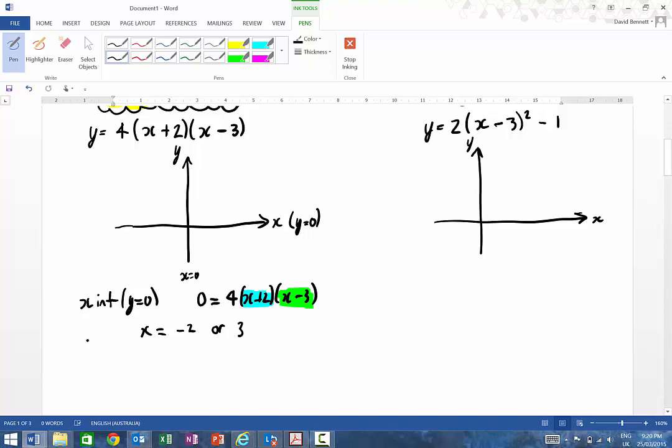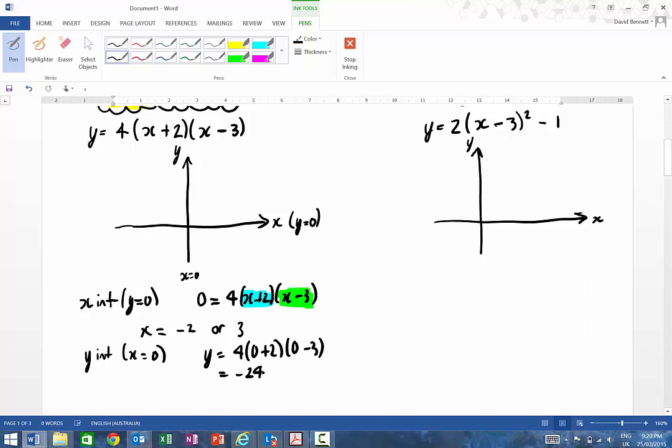My y-intercepts are going to be pretty easy. They occur when x is equal to 0, so all I'm going to do is put 0 into the equation, so that will be 4(0 plus 2)(0 take 3). That's going to give me 2 times -3 is -6, times 4 will give me -24. Okay, so I've now got my x and y intercepts.